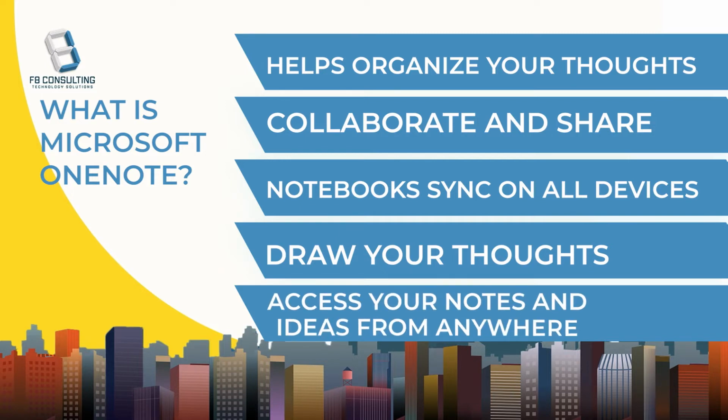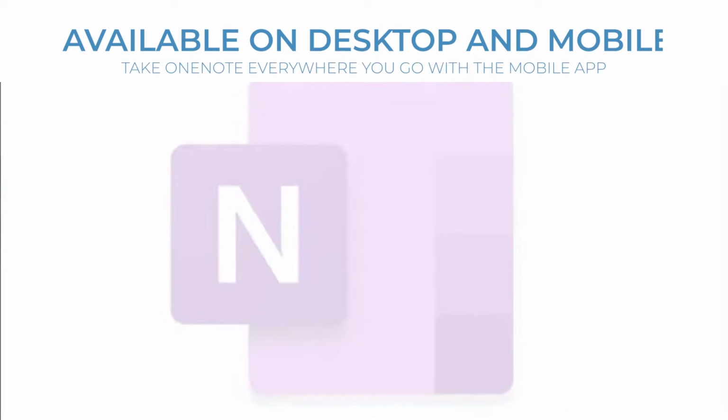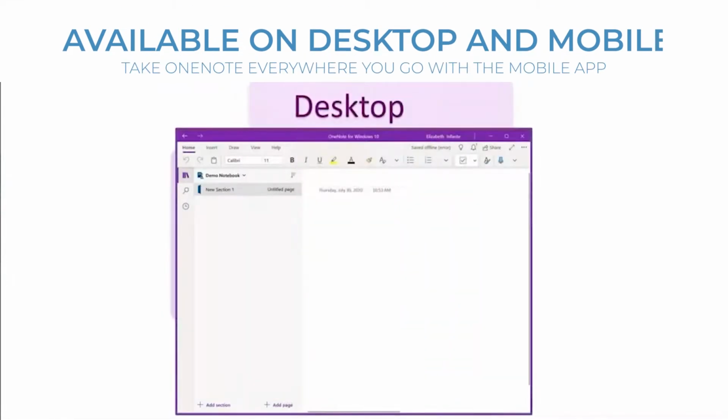And lastly, but certainly not least, you can access your notes and ideas from anywhere since this app is available on mobile devices. So anything that's on your desktop, you can have on the go, which is really, really helpful, especially today as we're all remote and moving around a lot. So as I said, it is available on desktop and mobile, so you can take OneNote everywhere. And first, we're going to look at the desktop app.